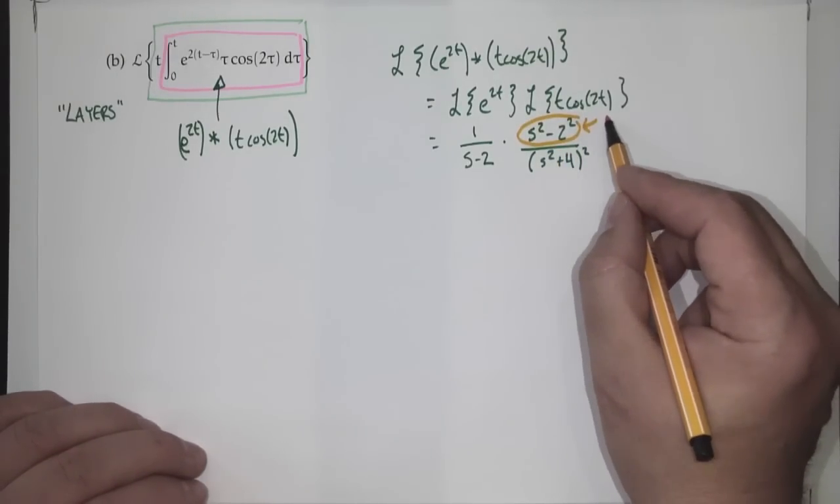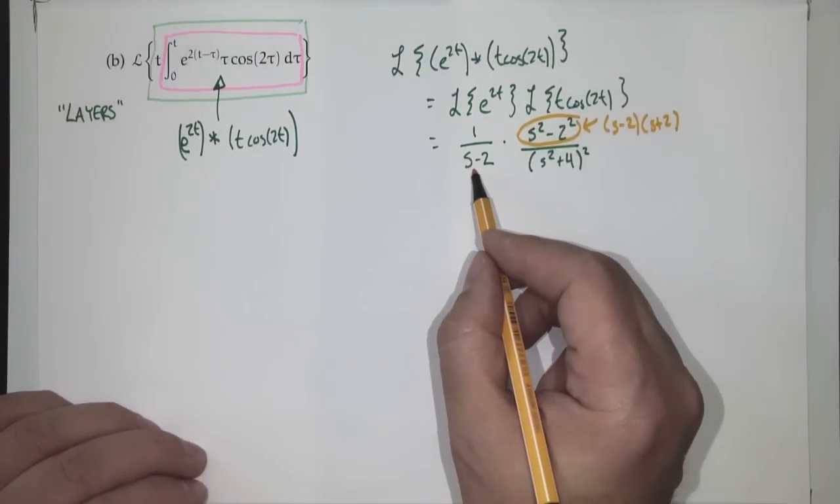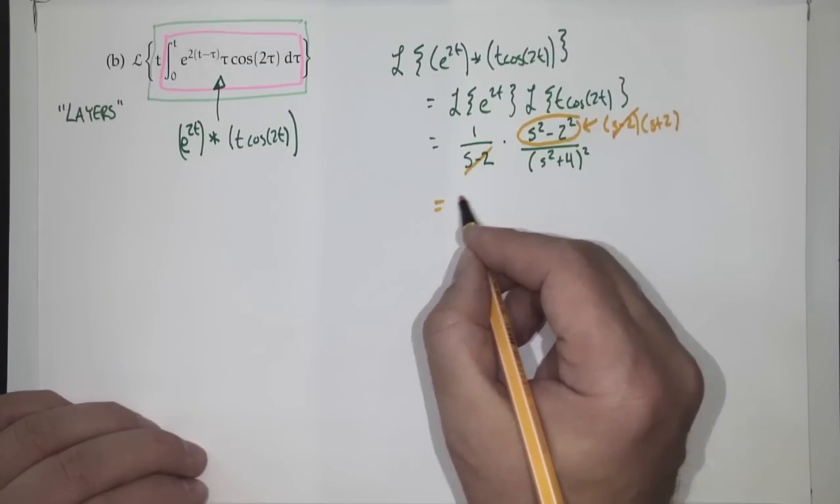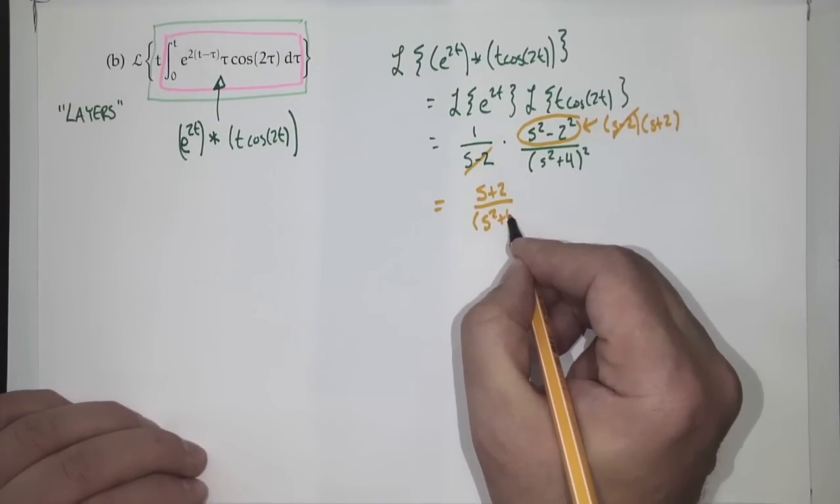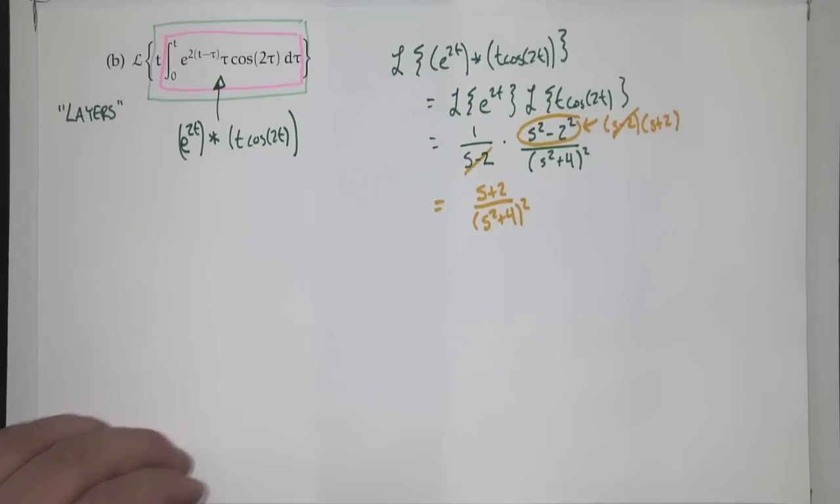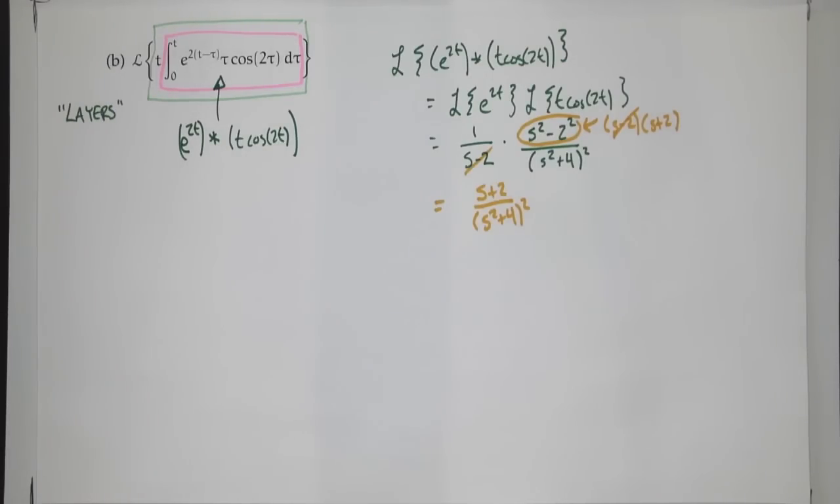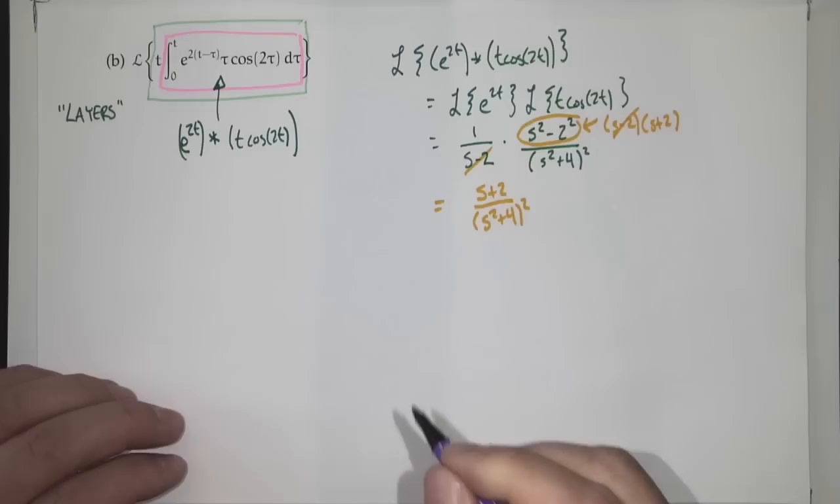Yeah, this top can factor to s minus 2, s plus 2, and then we say, whoa, the s minus 2's cancel, so it's really s plus 2 over s squared plus 4 squared. Okay. So now that we've done that, we're ready to go to our next layer. The next layer says there's a t times that. We know that when we add that t, what does that mean?